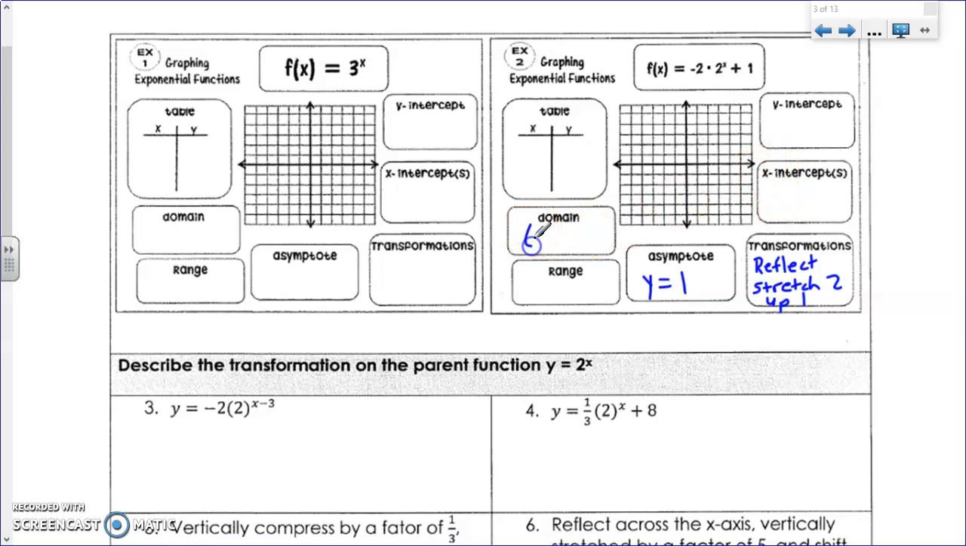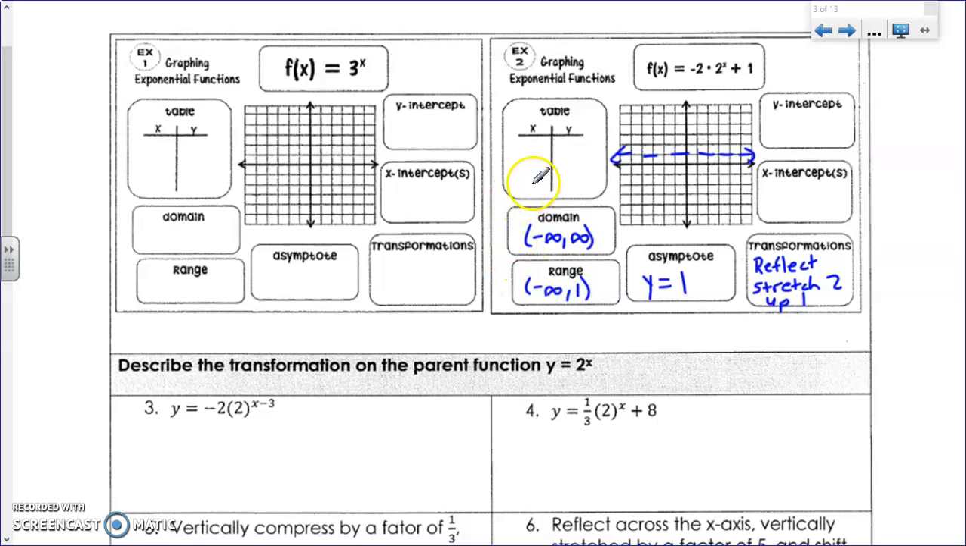My domain is negative infinity to positive infinity. Now, I have y equals 1 here as my graph. I know it's going to be reflected because of the negative, so it's going to be down here. So I can actually do my range from negative infinity to 1.